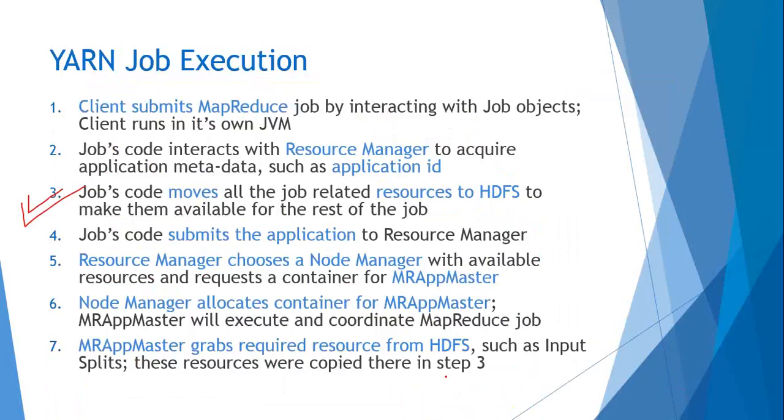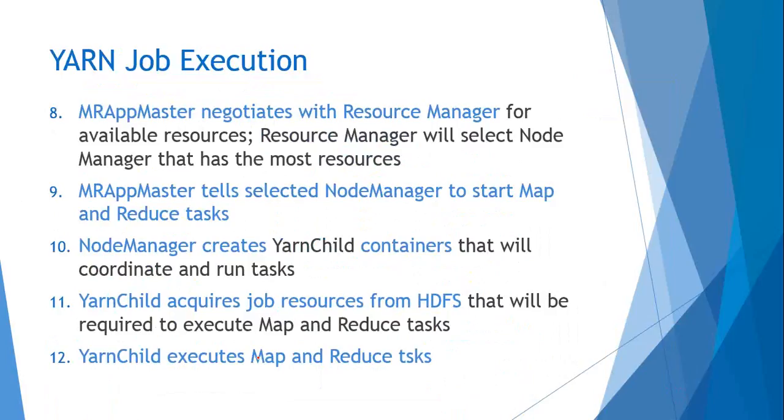So the resource manager chooses the node manager. The node manager allocates a container for the MapReduce application master. The application master grabs the required resources from HDFS, and then again negotiates with the resource manager to get other node managers where it needs to run the real job, and it creates those tasks inside the containers, and YARN executes the map and reduce tasks. So this is the whole flow.